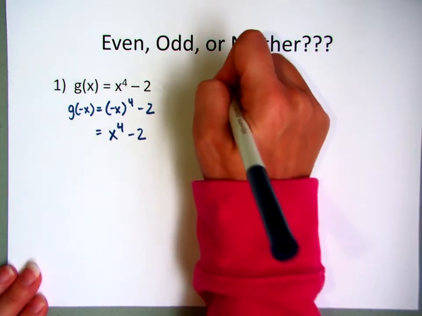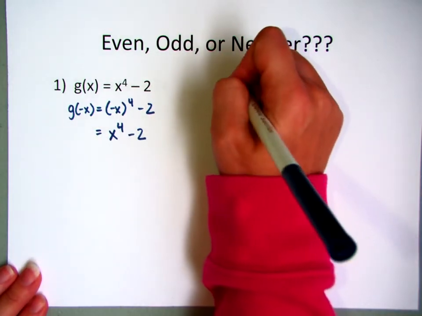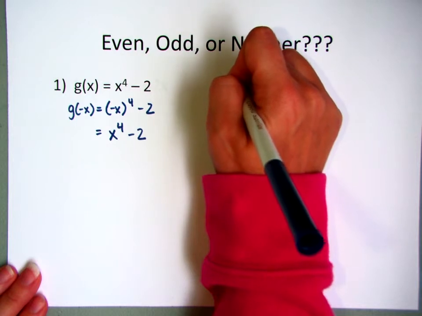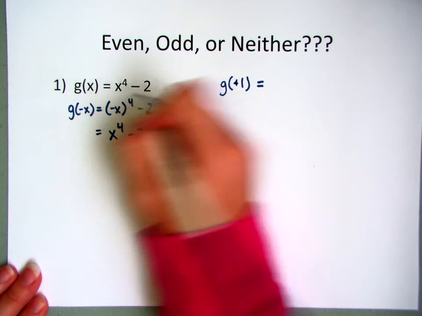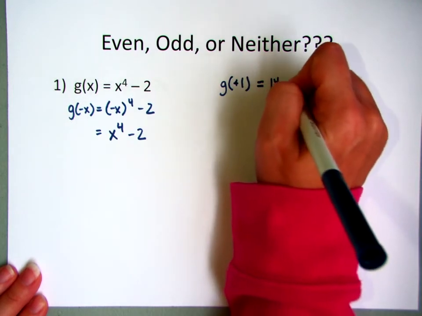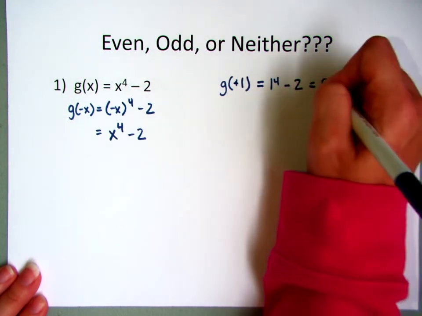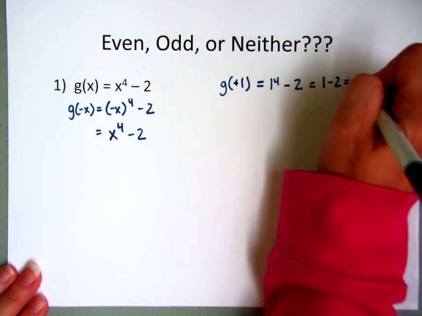Let's look at that in terms of numbers. So if we had, let's put in a negative 1. Actually, let's start with positive 1. g of positive 1 is equal to, we'll put a 1 in place of all our x's here. 1 to the fourth minus 2. Or 1 to the fourth is 1. 1 minus 2 is negative 1.